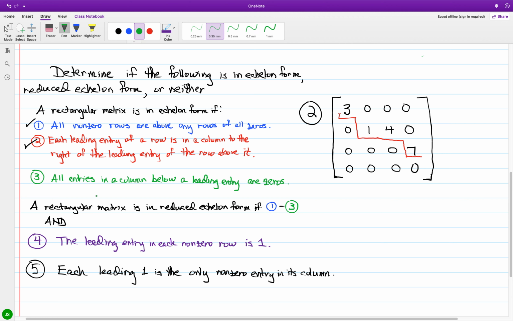And we have all entries in a column below a leading entry are zeros only. Beneath the 3 we have only zeros, and beneath the 1 we have all zeros, and we have again no more leading entries. So that part is satisfied. And the leading entry in each non-zero row is 1, and here we have 3. So in this particular case, this is going to be echelon form.